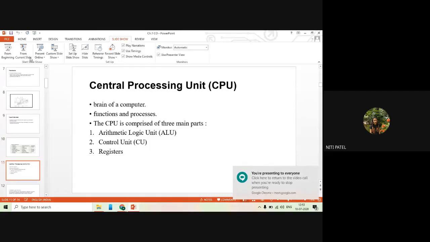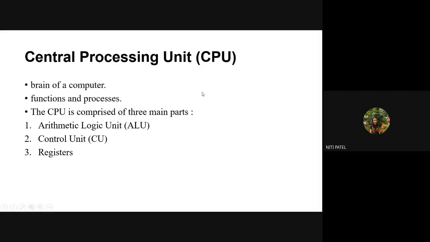Now next is your CPU. So we have seen what an input device is. Now we'll be seeing what your CPU is. What does CPU stand for? Central Processing Unit. Now why is it called a unit? Because it does not have only one component. It has many components in it. Therefore, it is considered to be a unit.